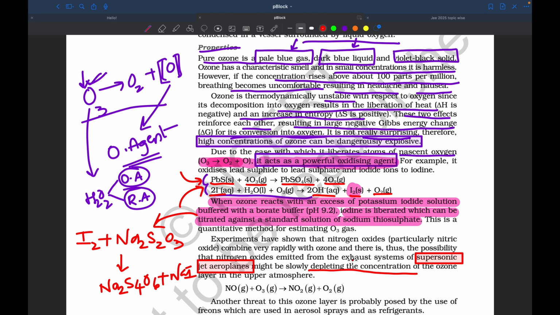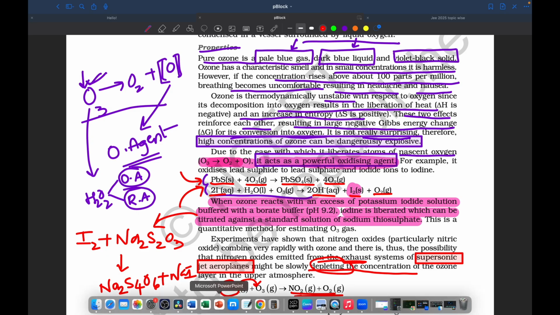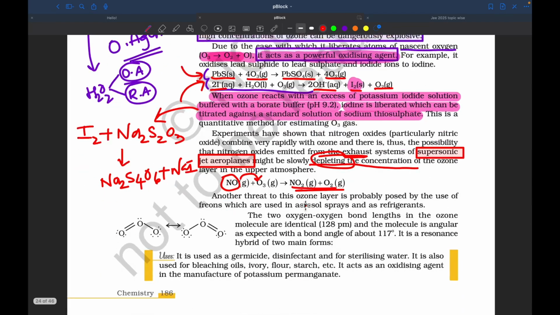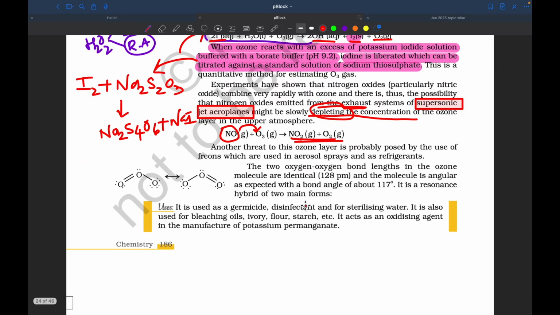The exhaust coming out of these contains nitric oxide, and when nitric oxide reacts with ozone we get nitrogen dioxide and oxygen, and what do you get here? The depletion of the ozone happens, which will deplete the ozone.